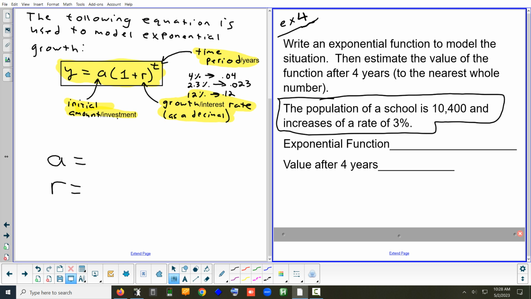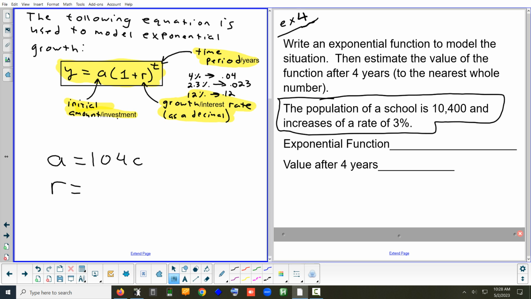Yeah, the A is an amount. It's an amount of people in the school. So A is 10,400. And what's R going to be? Just be careful because we need it as a decimal. Yep, 0.03. Perfect. 0.03. So now it says to write an exponential function.